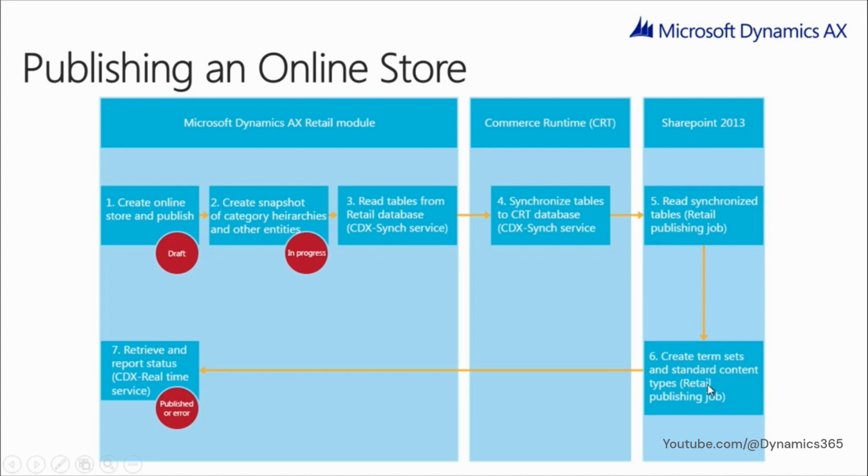Once everything is successful, the CDX real time service gives the data back to AX on whether the publishing is successful or not. Note that after the online store is published, you can assign product catalogs to it and publish your retail products to the online store to make the products available to the web shoppers. This process will be discussed later in this module. However, let's go to AX and publish an online store.